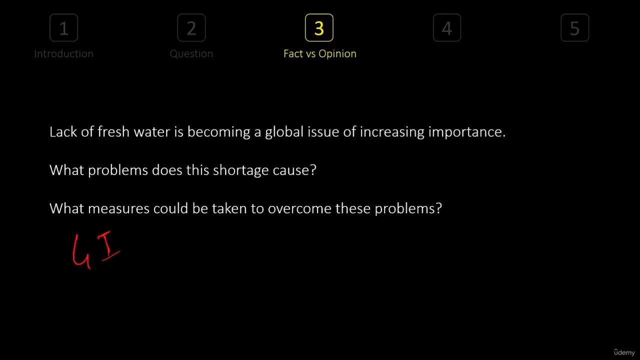But we are not including that here. We are only including the statement. The statement will be like this: lack of fresh water is becoming a global issue of increasing importance. What problems does this shortage cause? What measures could be taken to overcome these problems? Here, there's nothing like an opinion.